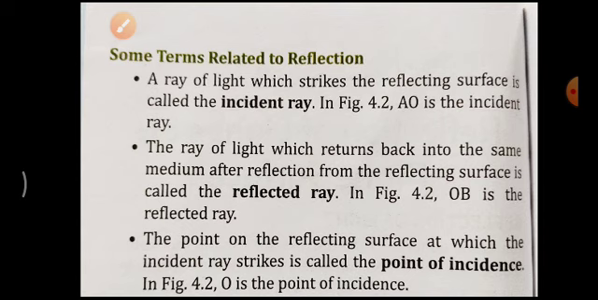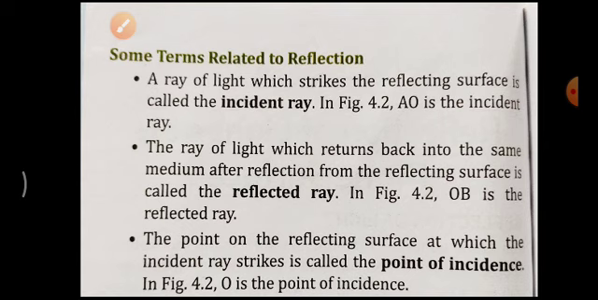The incident ray will fall on the mirror, and the mirror has the property to reflect that incident ray towards a particular direction only. So if the ray is getting reflected from the mirror, that ray is called the reflected ray, into the same medium only. So the ray of light which returns back into the same medium after reflection from the reflecting surface is called the reflected ray. In the figure, OB is the reflected ray.